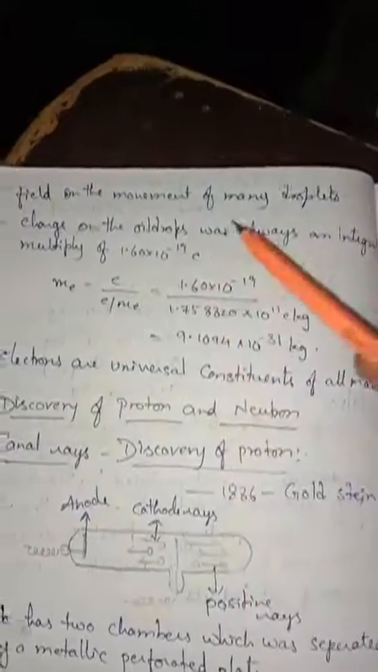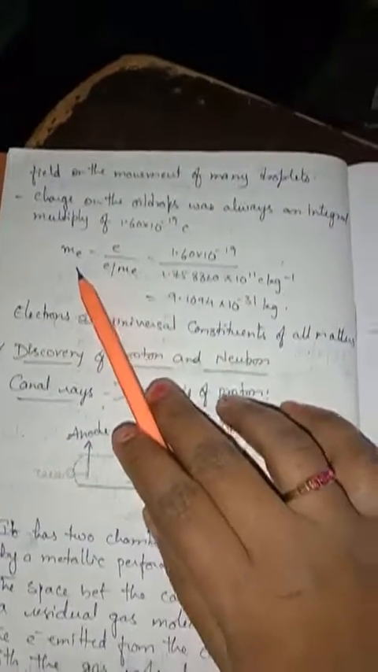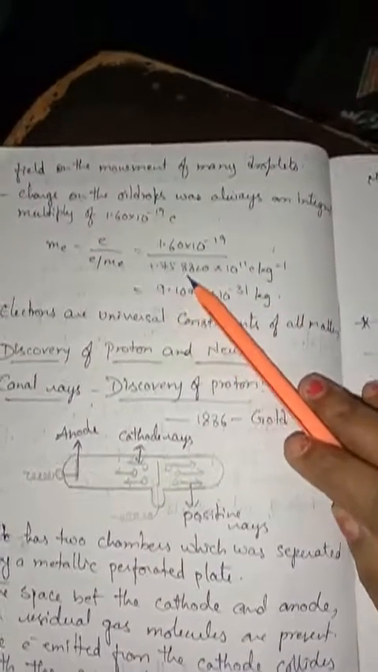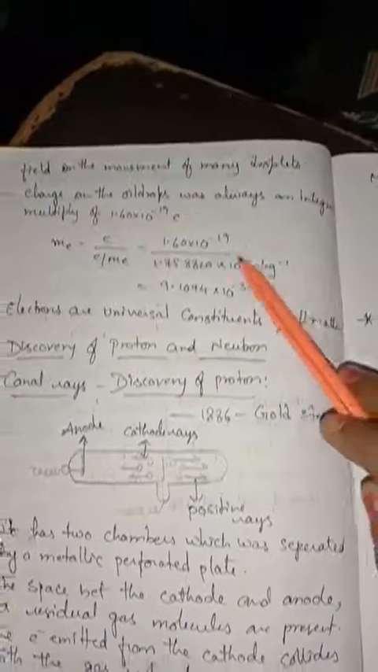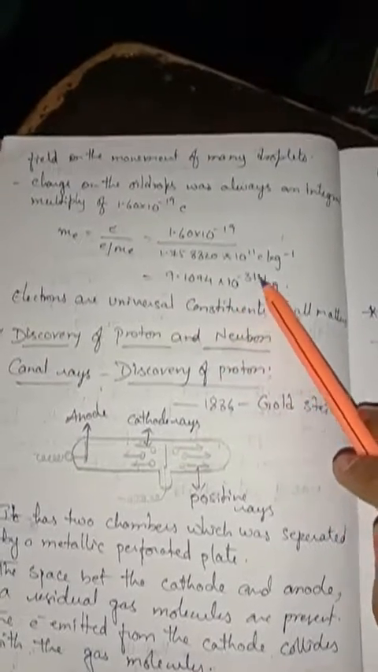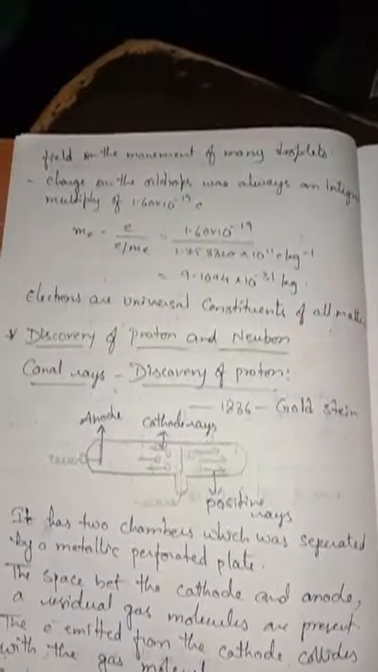Understand? So by this, with the help of this formula, m_e = e/(e/m_e). We have already seen this: m_e = 1.60 × 10^-19 divided by 1.758820 × 10^11 C kg^-1, coulombs per kg. So if you simplify, you are going to get 9.1094 × 10^-31 kg. So this is the mass of an electron.